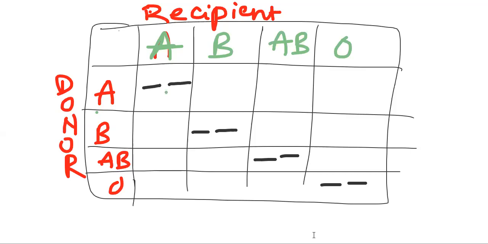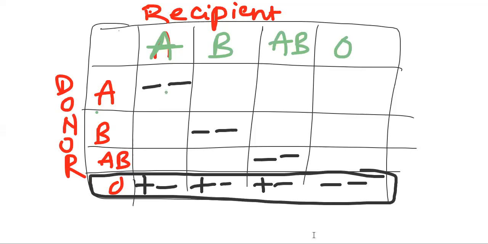O is a universal donor. A little risk can be seen, and that little risk can be shown in the form of one plus. Plus minus, little risk. So O as a universal donor can give to all, but while giving to A, B, AB, a little agglutination, a little clotting, can be seen. That is shown in the form of one plus.